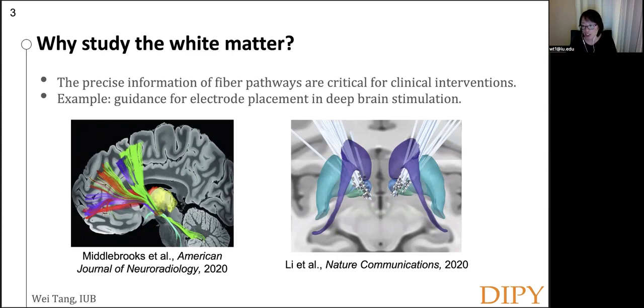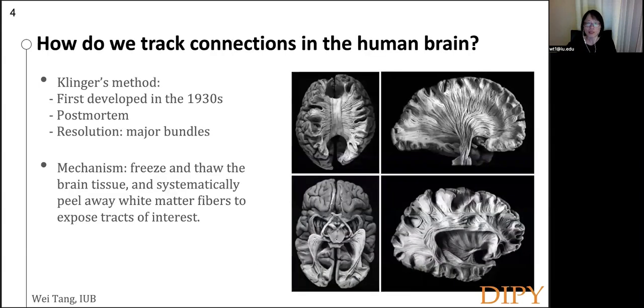If a physician is planning a surgery to implant the electrodes, it is very important to locate not only the internal capsule, but precisely the part of it that connects the regions related to OCD symptoms. So how do we figure out the detailed connections? This is the exact place that neuroanatomy and diffusion MRI can come to help.